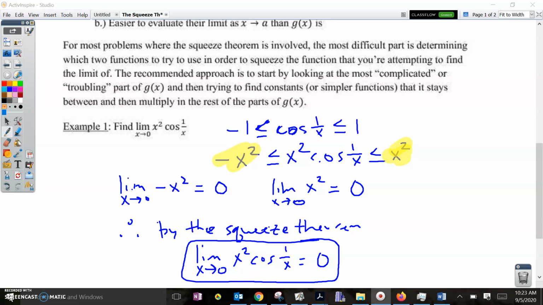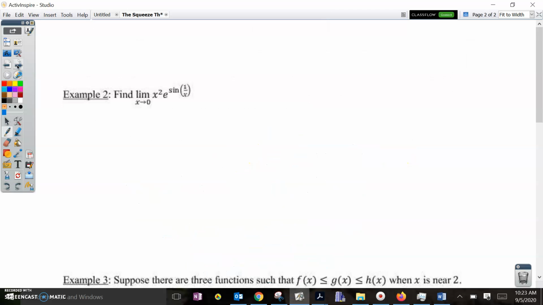All right, continuing on, we're going to go to a few examples on the second page. Example 2, limit as x goes to 0 of x squared e to the sine of 1 over x. Again, we're going to use the fact that sine oscillates between -1 and 1, and that tells us that x squared times e to the -1 is less than or equal to x squared times e to the sine of 1 over x, which is less than or equal to x squared times e to the 1.